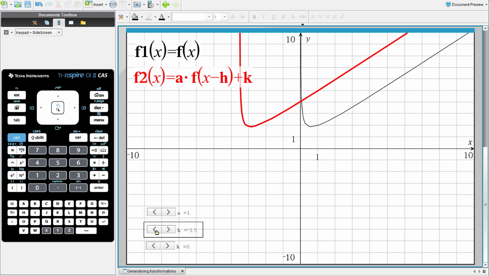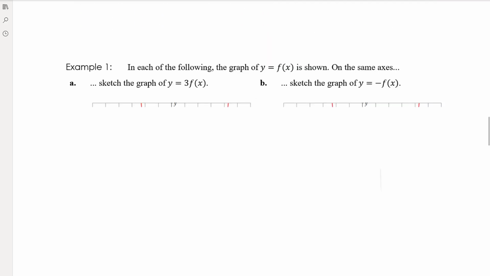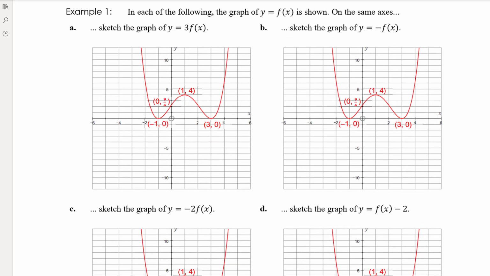We can then introduce a new graph shape and take our understanding of transformations and apply that to that same graph shape. Okay, so let's go back over to our notes here. Let's have a look at some examples. In each of the following, y equals f of x is shown. On the same axis, we want to sketch a different graph.